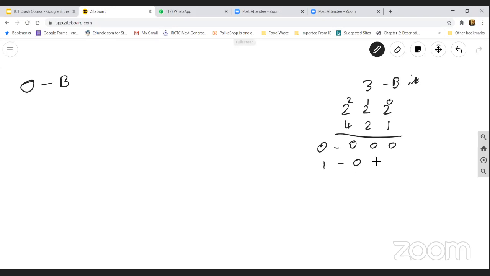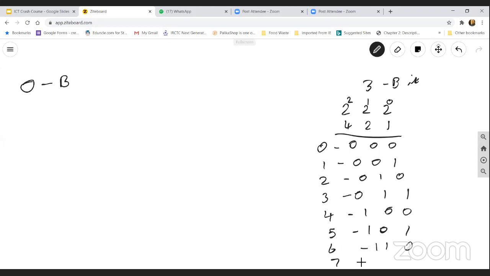For 1, 0, 0, 1. For 2, 0, 1, 0. Because why am I putting 1 here? This value is 2. For 3, 0, 1, 1. For 4, 1, 0, 0. For 5, 1, 0, 1. For 6, 1, 1, 0. For 7, 1, 1, 1. Clear? Octal numbers are from 0 to 7. Base 8. Okay.